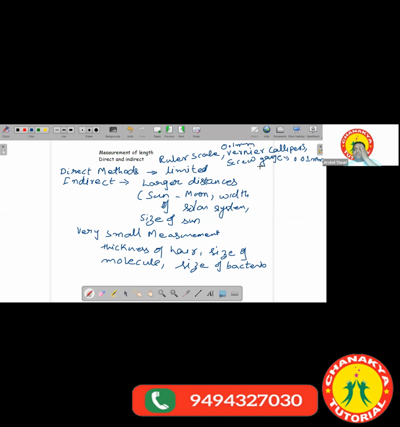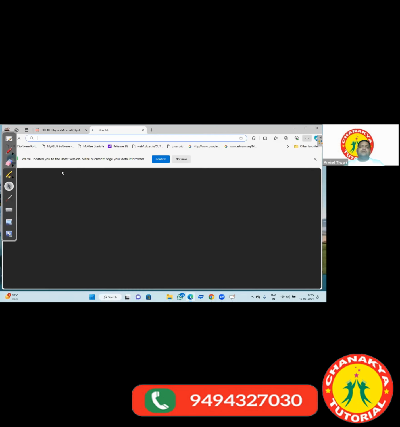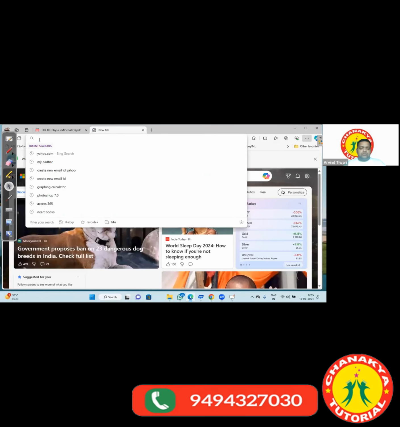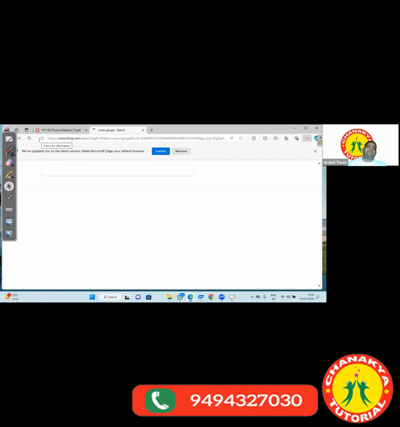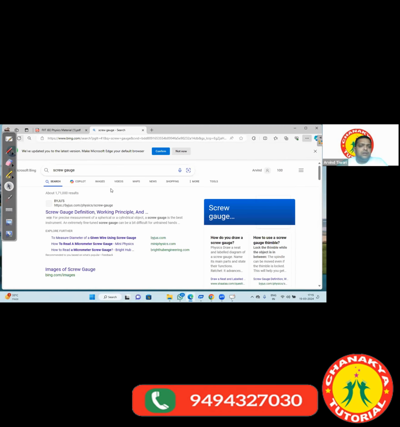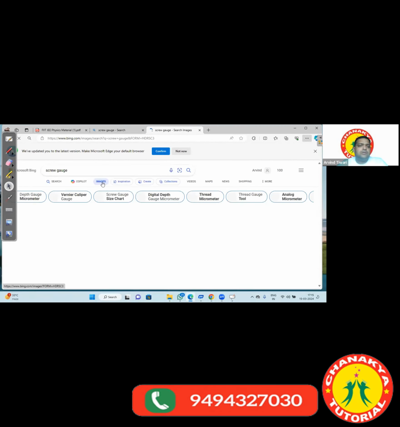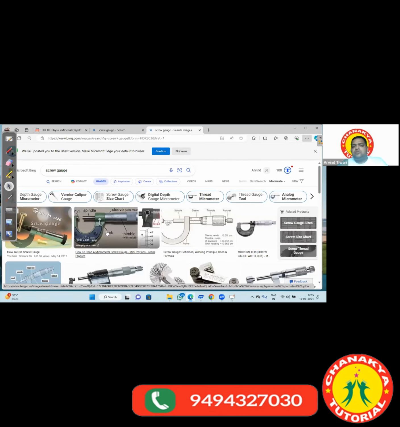We can use these instruments even to measure the thickness of a blade; the thickness of a paper can be measured using a screw gauge. Okay, so I will show you the diagrams of the screw gauge and vernier calipers. See, this is an instrument called a screw gauge. You have a circular scale and a main scale on this. You can see the markings here. We'll see how to use them and how to find their least counts.